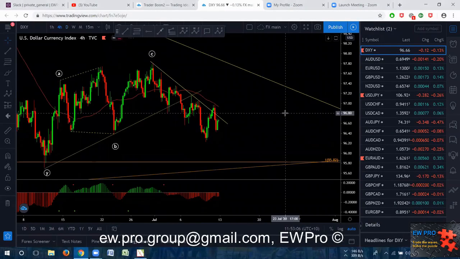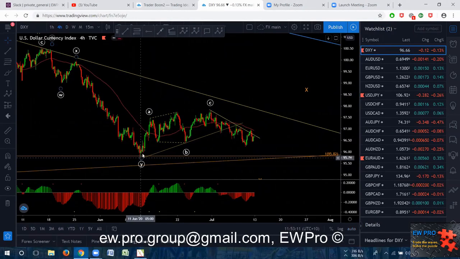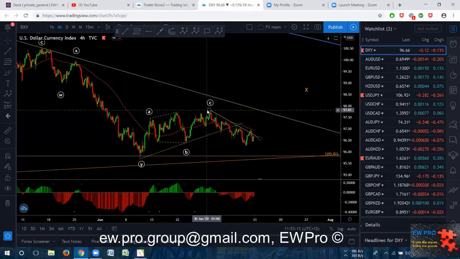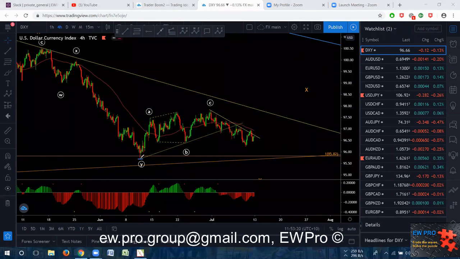Go to H4. We can see we got a really nice structure in here. A, B, C, break the top, and I'm looking for this to come down and break that low. Come down and break this low over here. It hasn't done that yet. We do have the trend line break in here or in here. So I am looking for more downside to go and break this low.